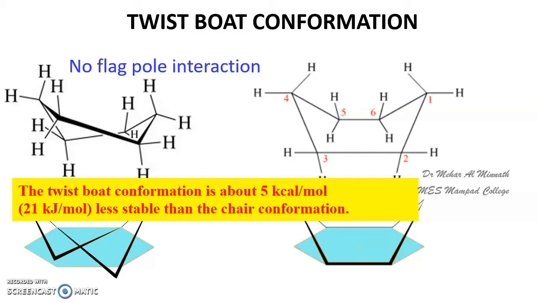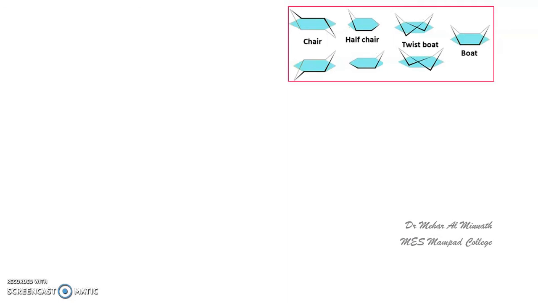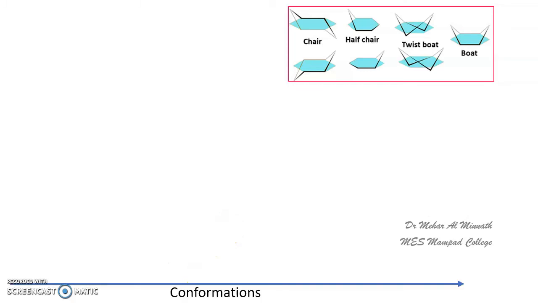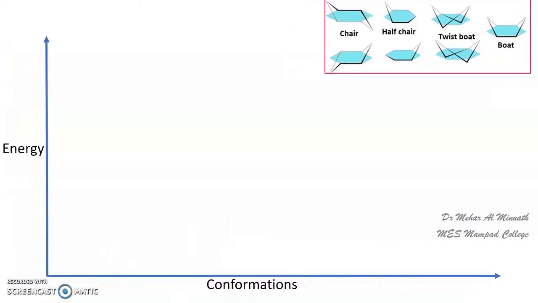Now, let's plot the energy profile diagram of the ring flipping. So we have the chair, half chair, twist boat, boat, twist boat again, half chair again, chair again. So how will it appear? Let's plot the graph of conformations against the energy. We have the energy axis over here. Now we have the chair conformation at the minimum or lowest energy state, or most stable.